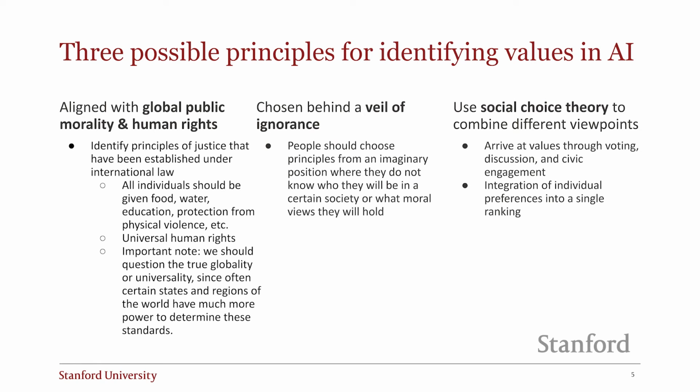Finally, the third principle is using social choice theory to combine different viewpoints to ultimately inform the alignment of an AI model. One way of doing this is through democratic processes such as voting, discussion, and civic engagement to arrive at values. The other is by combining individual preferences into a single ranking. And again, these are not the only frameworks that would be appropriate to align an AI model with values, but they should give you a starting point.